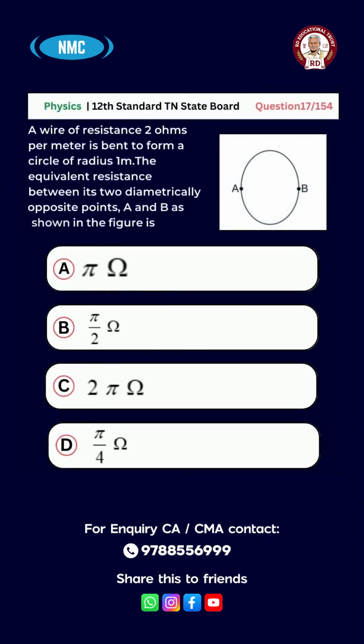Question number 17. Wire of resistance 2 ohms per meter is bent to form a circle of radius 1 meter. The equivalent resistance between its two diametrically opposite points A and B as shown in the figure is option A, π ohm, B, 5 by 2 ohm, C, 2π ohm, D, π by 4 ohm. The right answer is option A, π ohm.